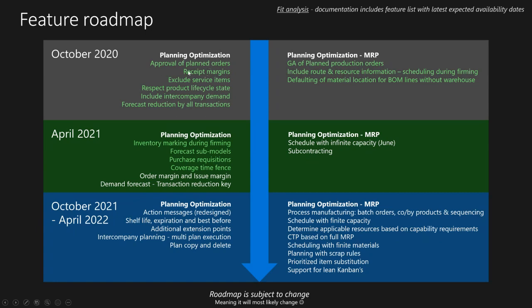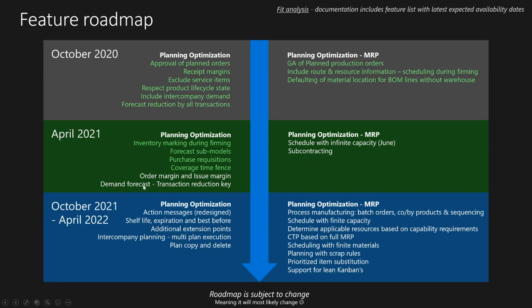And as you can see here, all the items in here are nice and green, meaning that they are already shipped. And you can also see here for April, we actually already shipped some of the functionality that we are planning to push out with the April release. So you can already use that now. We are working on the final safety margins, which is order margin and issue margin.